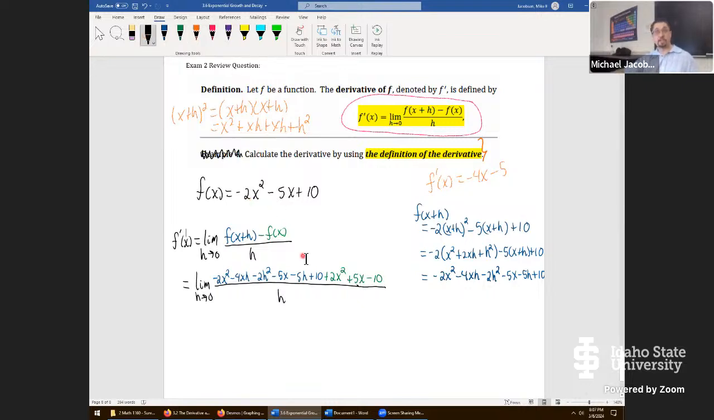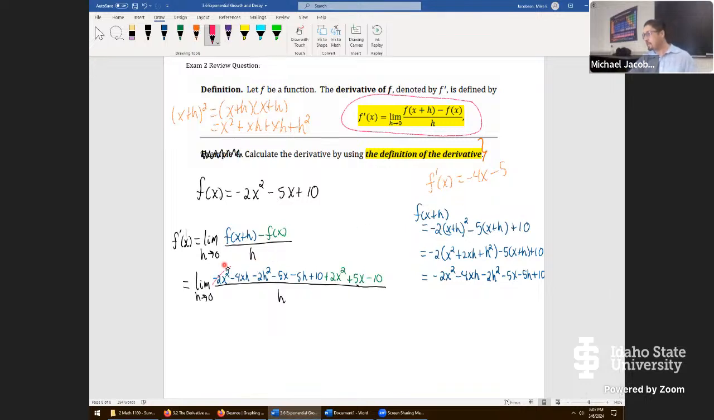If you got to here, you're essentially getting most of the credit for this kind of problem. The rest is just finishing off the limit at this stage. We have a bunch of cancellations we're expecting. Anything that did not involve h must cancel as long as we're on the right track. If I can't cancel out that -2x squared, it just means I made a mistake somewhere. It would probably be somewhere in there is where I would guess.